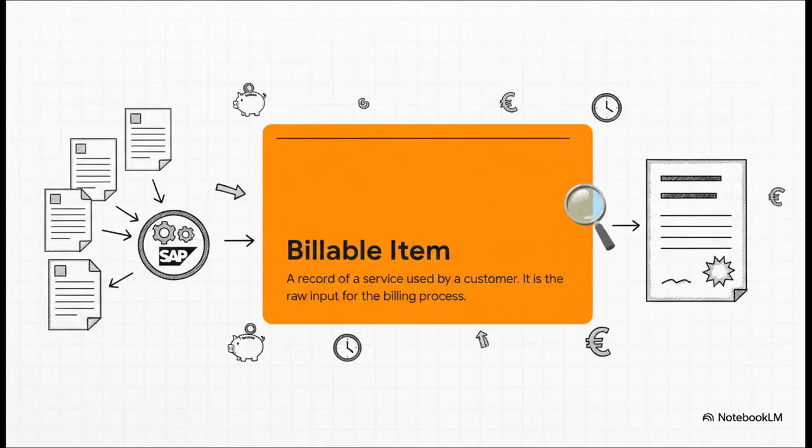And that little piece of data? That's what we call a billable item. Think of it like a pre-invoice line item. It captures the who, what, when, and how much of a service right at the moment it happens. This is the raw, fundamental unit that holds all the juicy details needed for perfectly accurate billing.